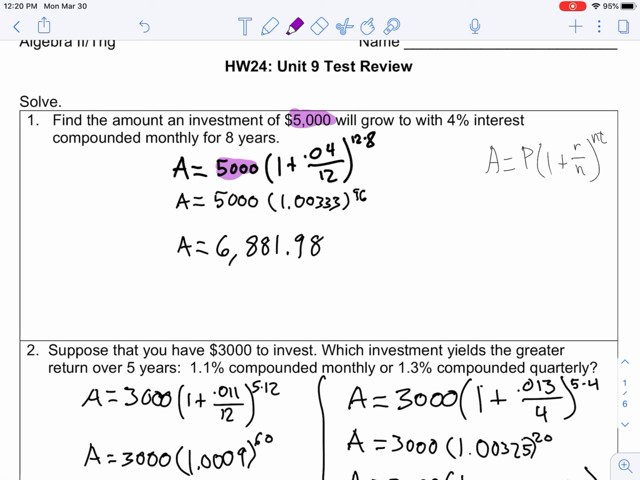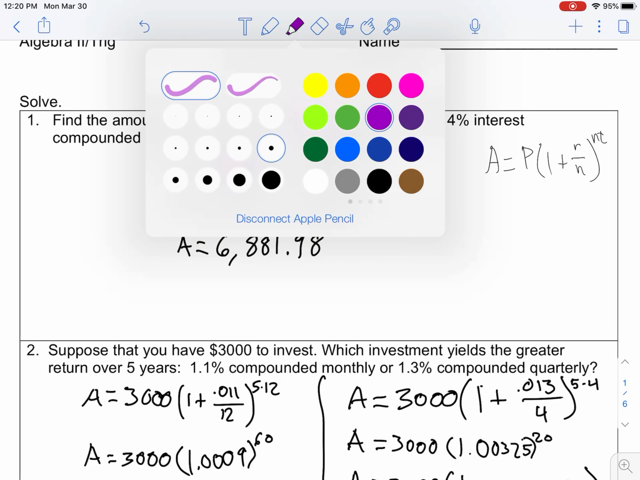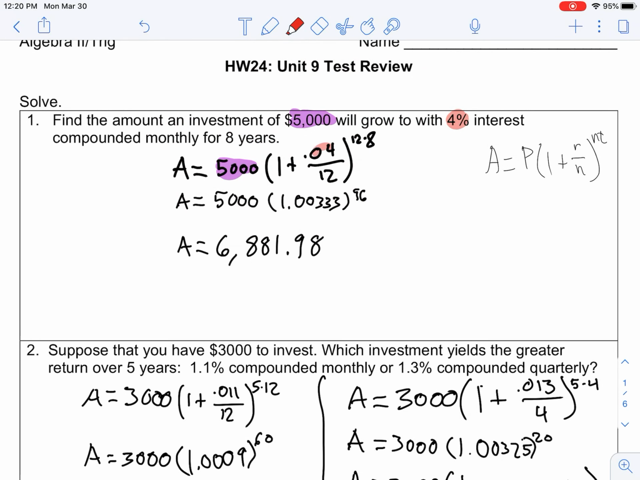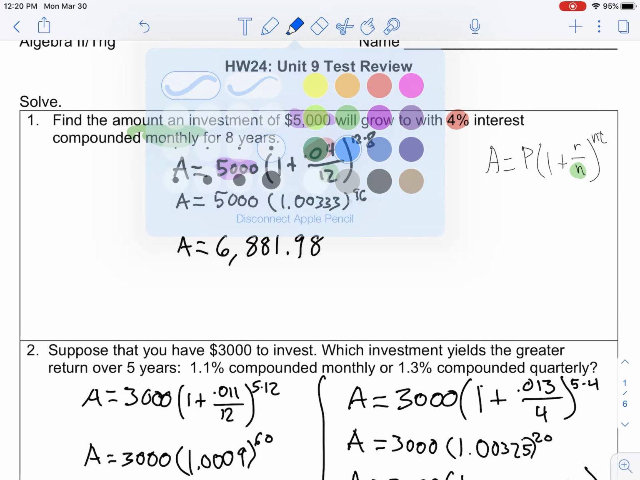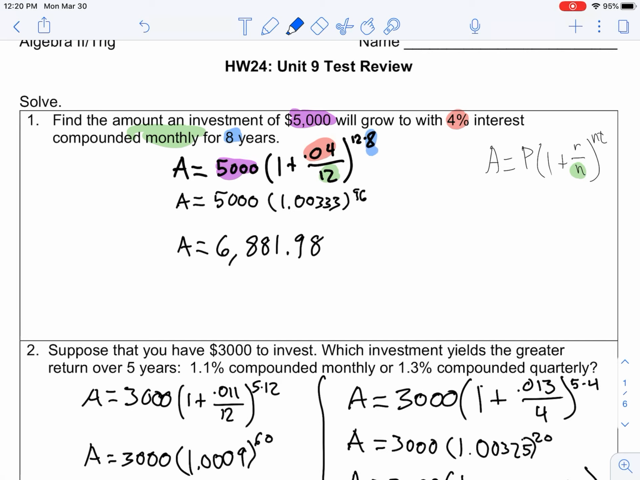times 1 plus the rate as a decimal. So we've been given a 4% interest rate, but we need to use that as a decimal, which is 0.04. And that's compounded monthly, so that's our n. The number of times that it compounds is n. So if it's compounding monthly, that's going to be 12 times per year. So our n is 12 compounded monthly. That's 12 times per year. And then the time, t, is for 8 years. So for 8 years, we have 8 years there.